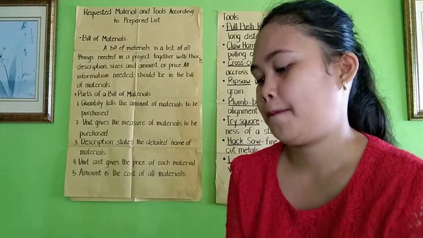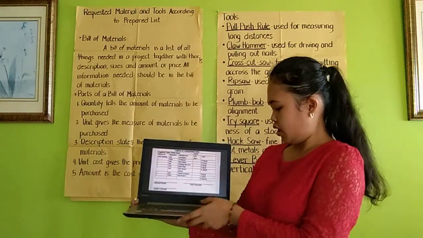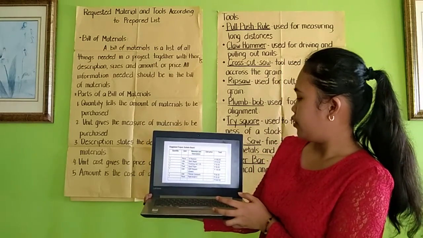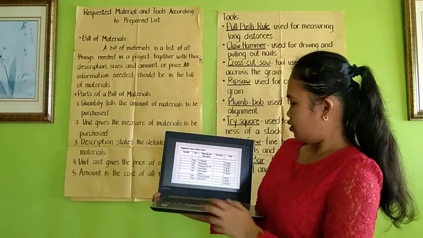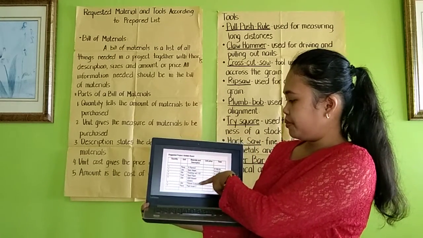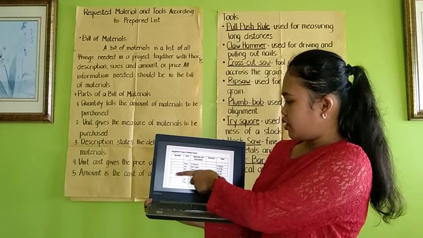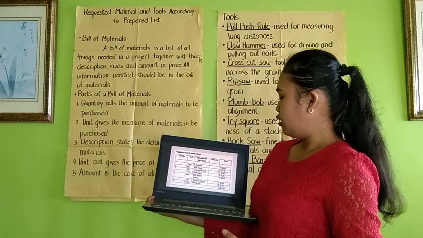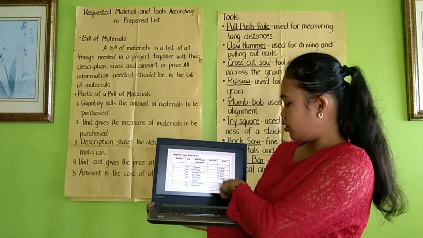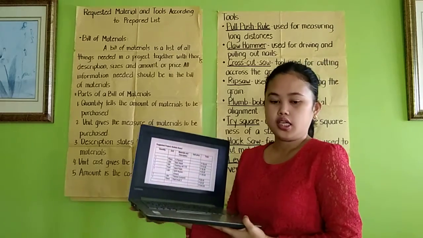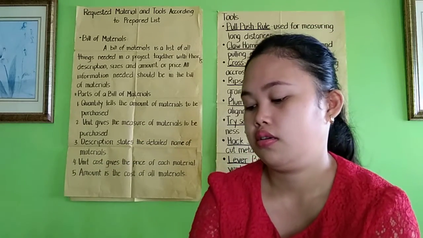So this is what a bill of materials looks like. There, you have the quantity, the unit, the description of the materials, the unit price. It is not written because it is only one quantity. So you have the total here and the total amount of the materials to be purchased.